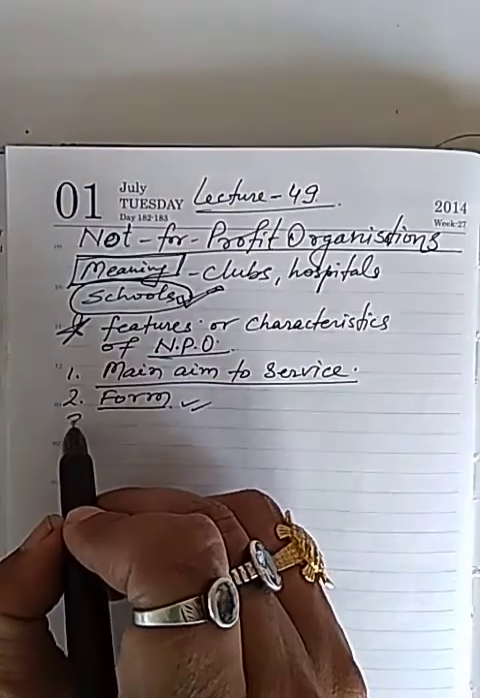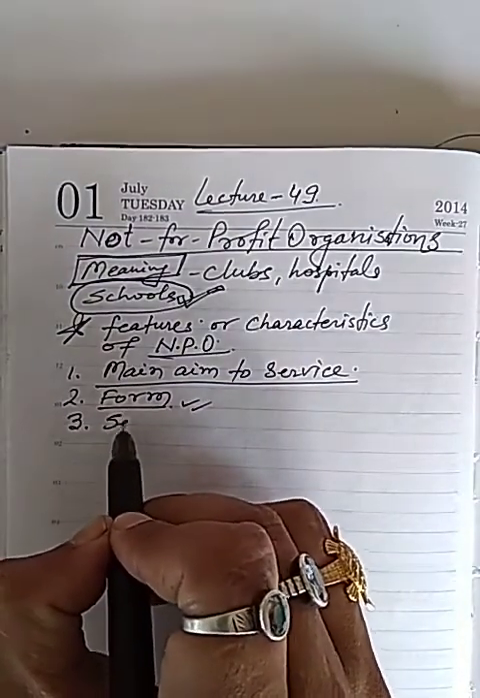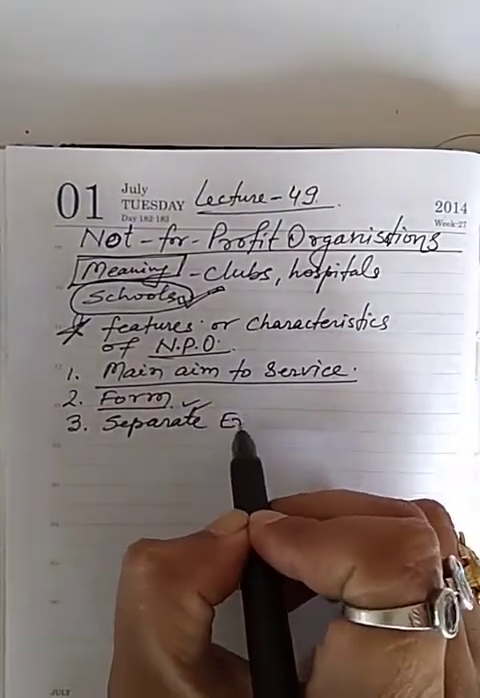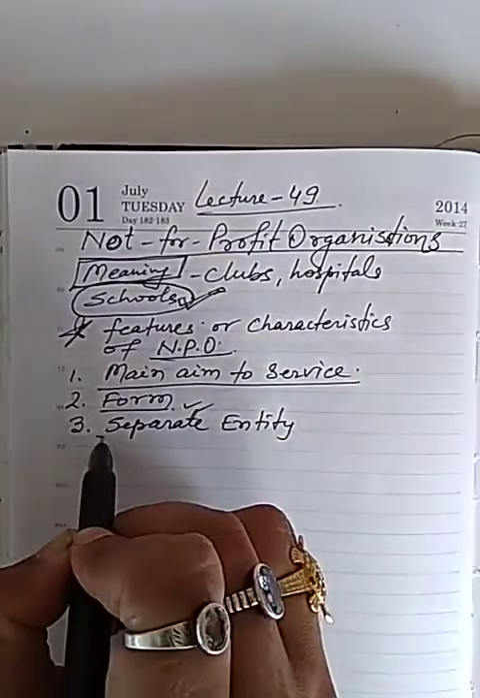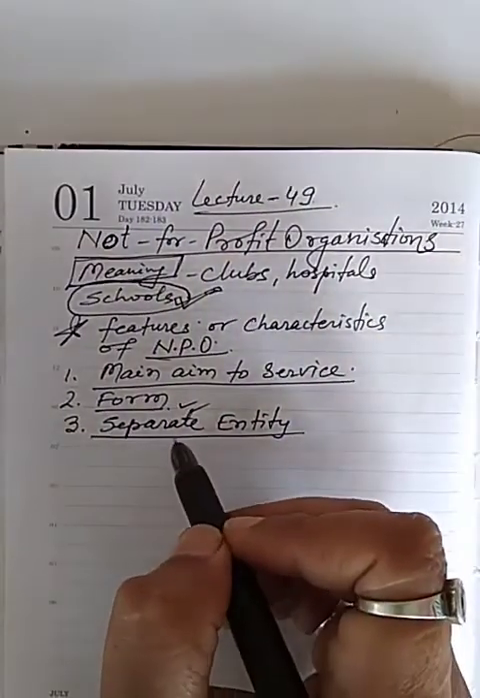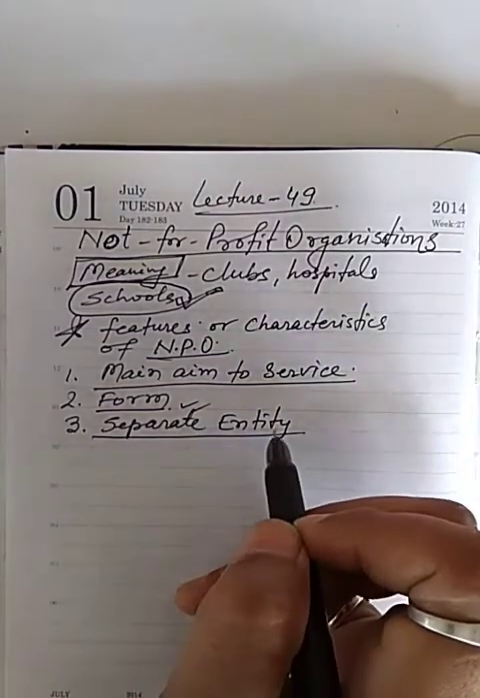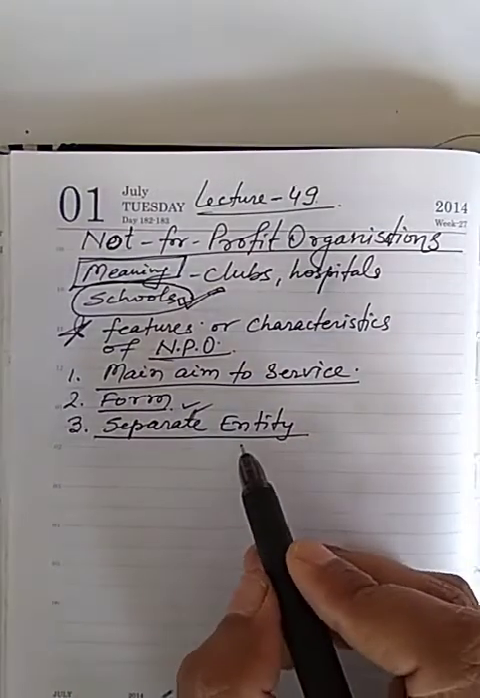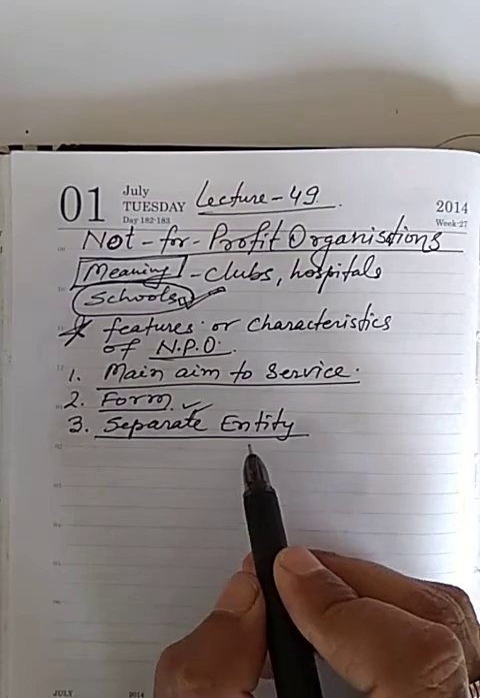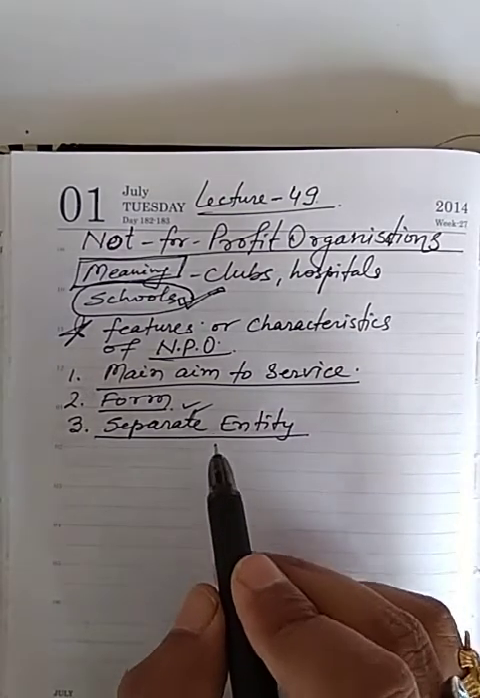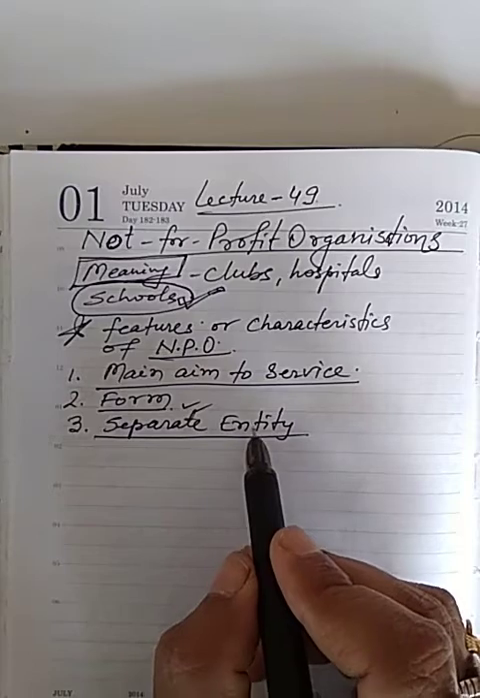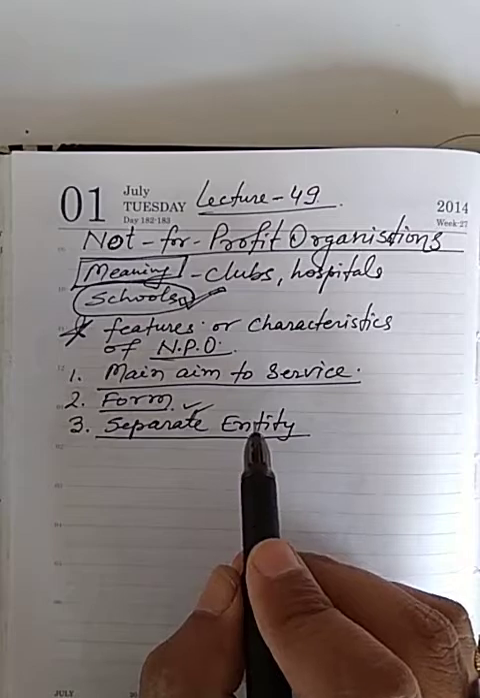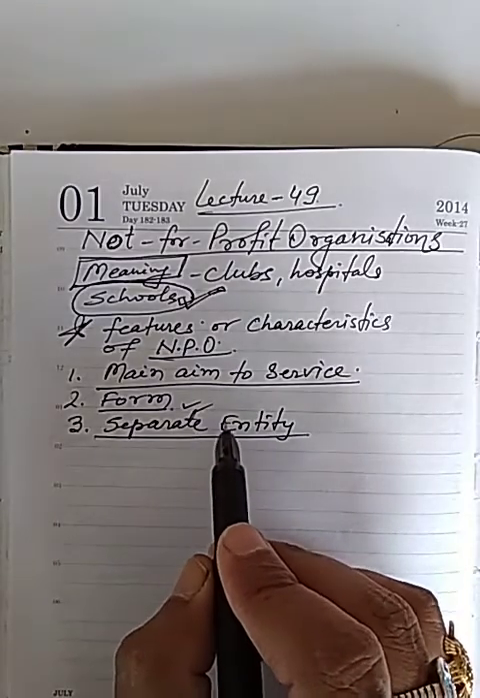Next, third point is separate entity. You all know the concept of separate entity. Not-for-profit organizations are treated as a separate entity distinct from its members. In other words, it is not affected by admission of new members and the death or insolvency of an existing member.